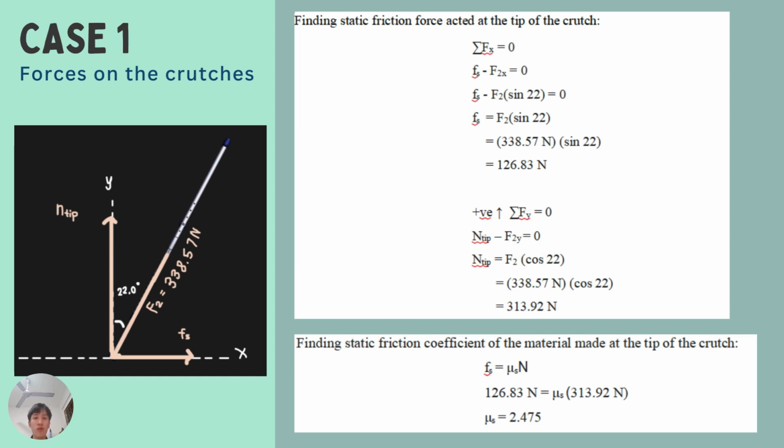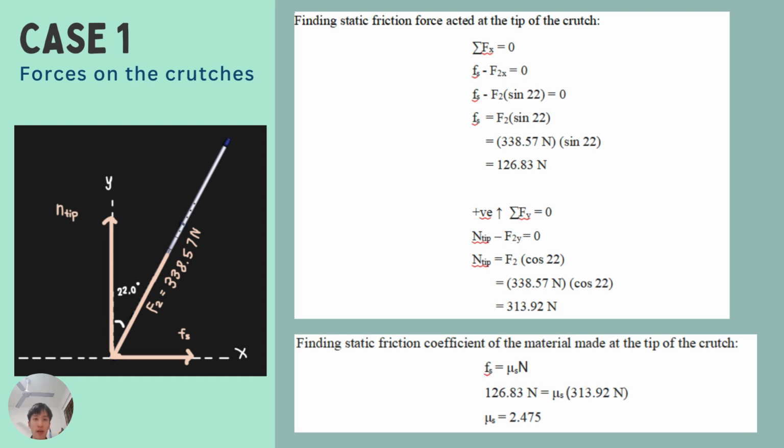And next, we use the same theory, which is the equilibrium analysis of vertical force. Same here, there are 2 vertical forces. The first is the normal force acted at the tip of the crutch, which I denoted as N tip here. And the second is the vertical component of F2, which I denoted as F2y, the y component of F2. So we equal them up together, and we get N tip is equal to 313.92 Newton.